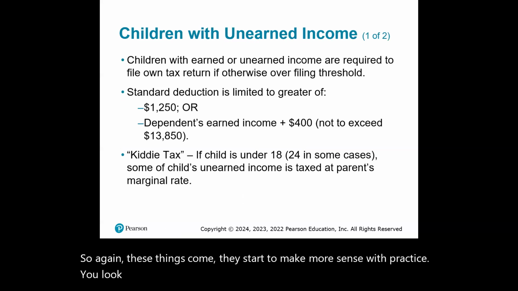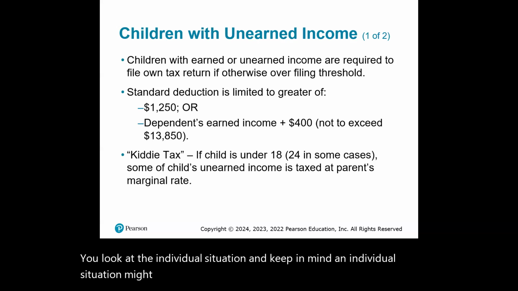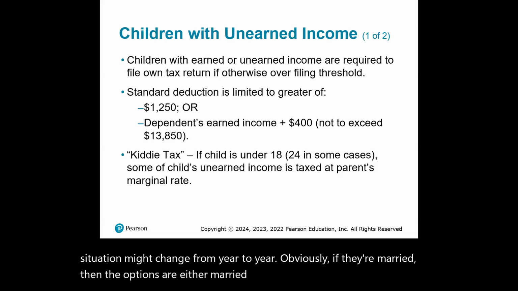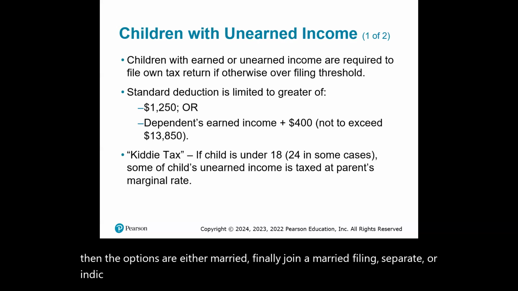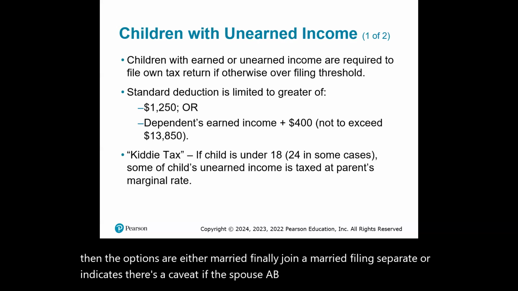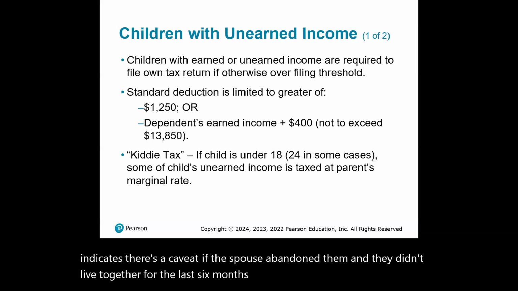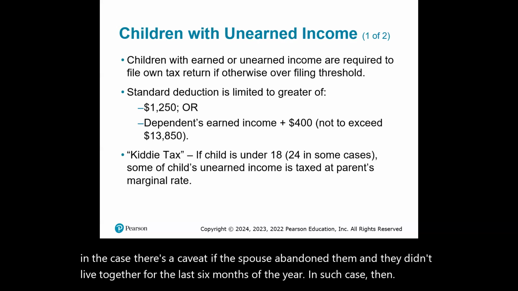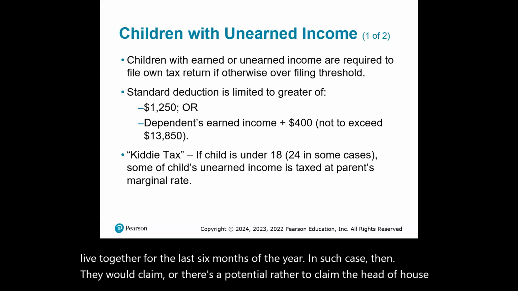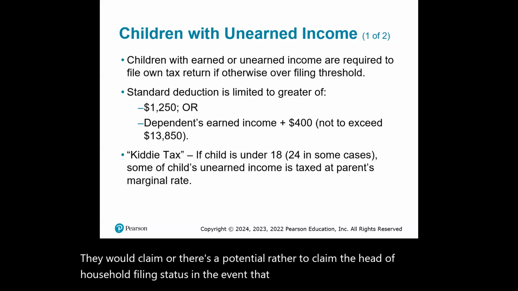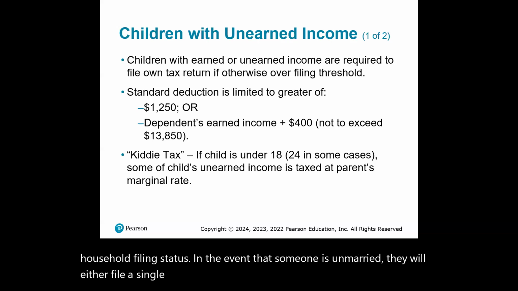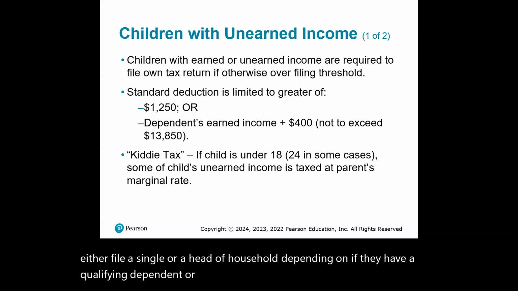You look at the individual situation and keep in mind, an individual situation might change from year to year. Obviously, if they're married, then the options are either married filing joint or married filing separate, or in the case, there's a caveat if the spouse abandoned them and they didn't live together for the last 6 months of the year. In such case, there's a potential to claim the head of household filing status. In the event that someone is unmarried, they will either file as single or head of household, depending on if they have a qualifying dependent or relative.